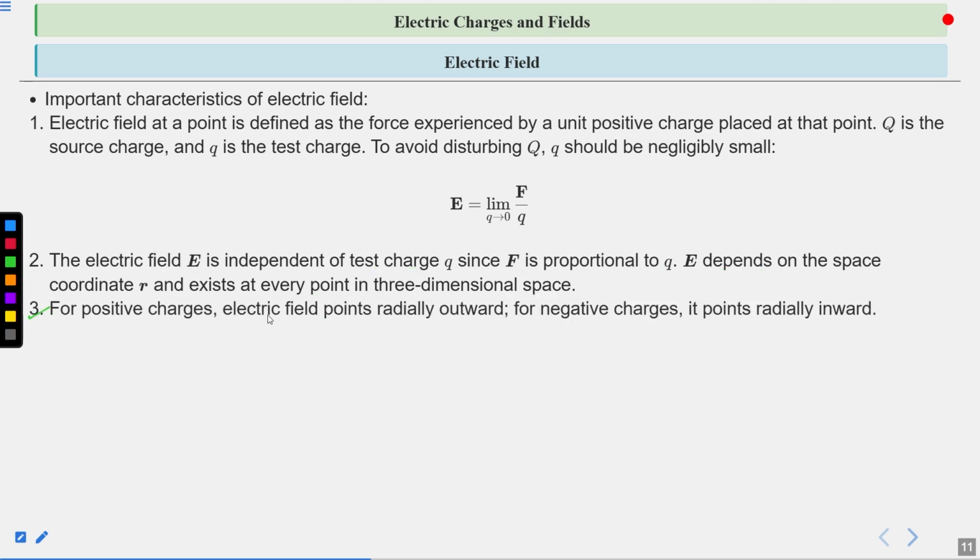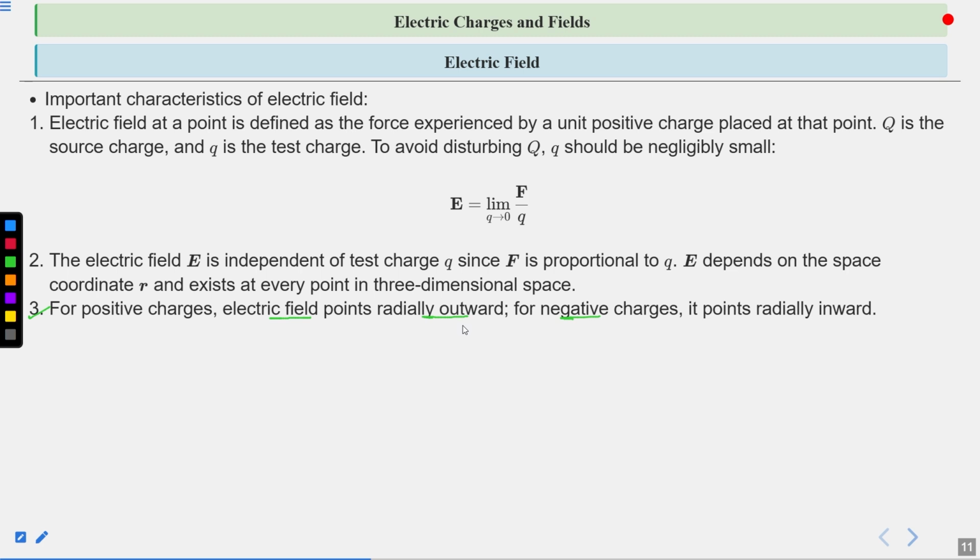For positive charges, electric field points radially outward. This point is important. If the charge is positive, electric field points radially outward. If the charge is negative, it points radially inward towards the origin. Clear? So this is the important characteristic about the positive charge and negative charge.